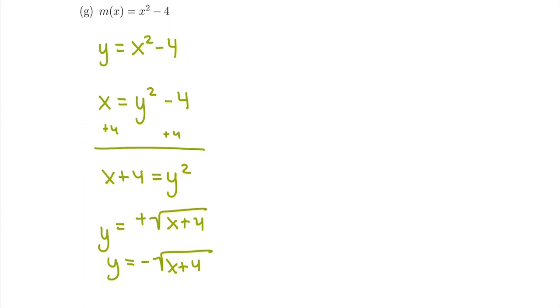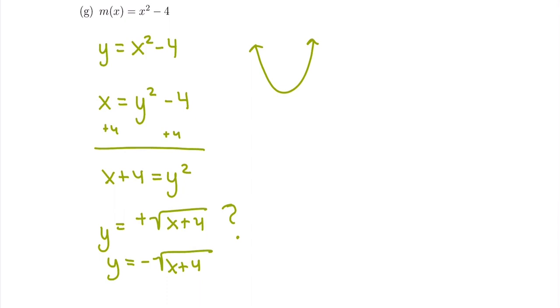Why is this the first time we don't get a single unified answer? We don't just get one function. We get two functions, a positive square root and a negative square root. Well, let's think about the original function. X squared minus 4 is a parabola.